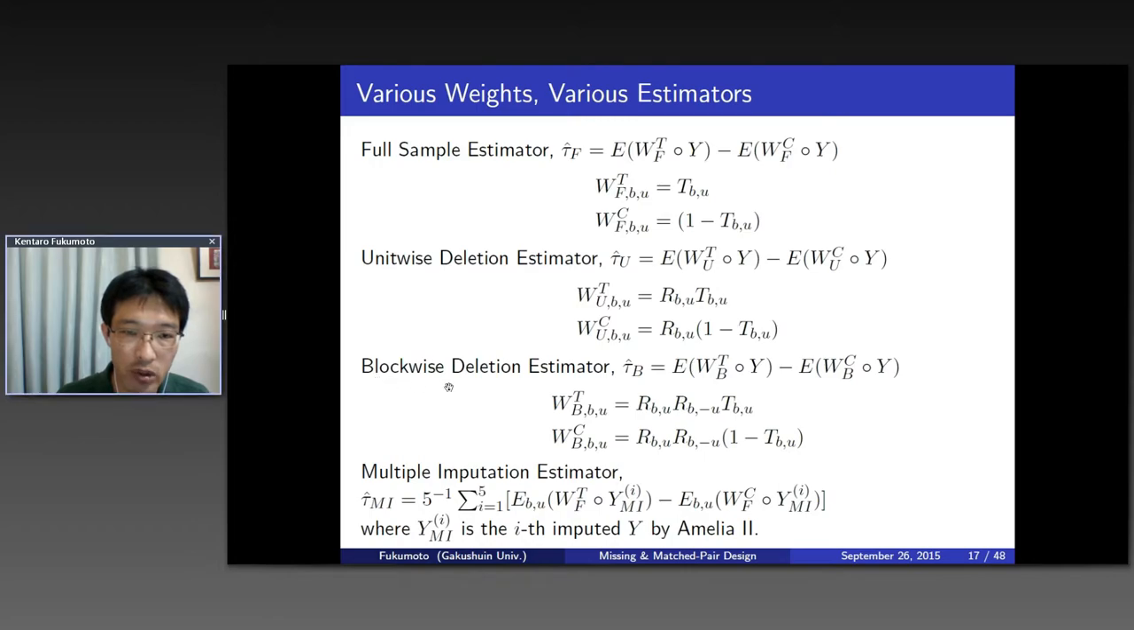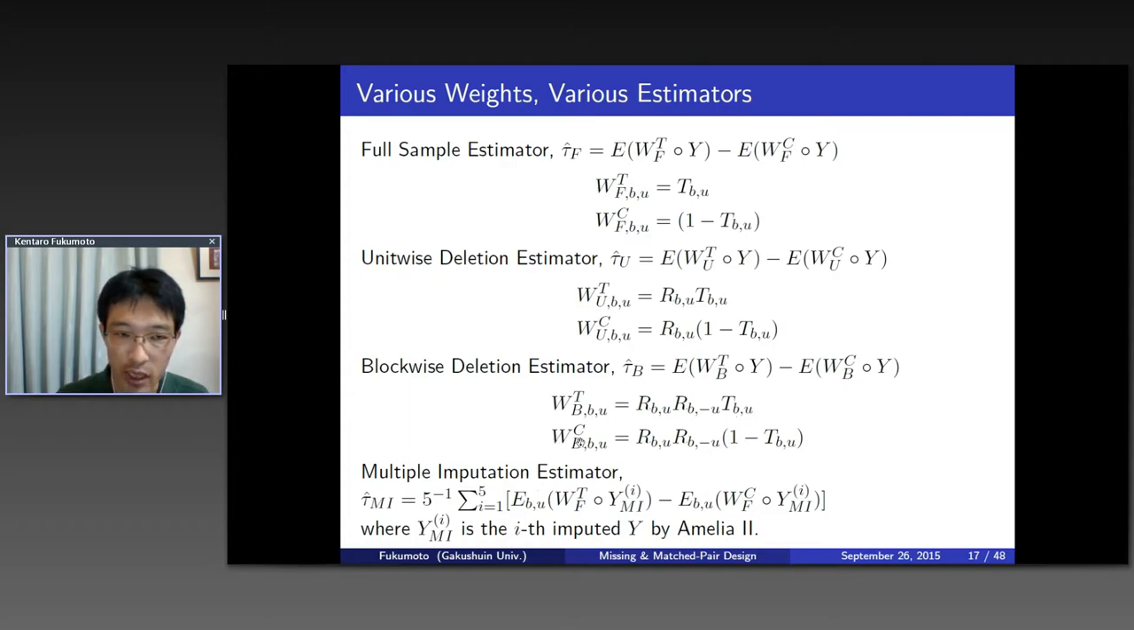And the blockwise deletion estimator uses these weights. So weight for treatment is equal to 1 if the unit responds and the other unit of the same block also responds and the unit is treated.